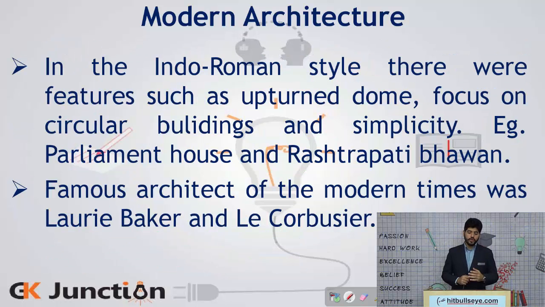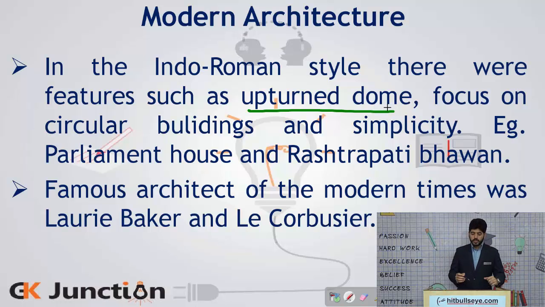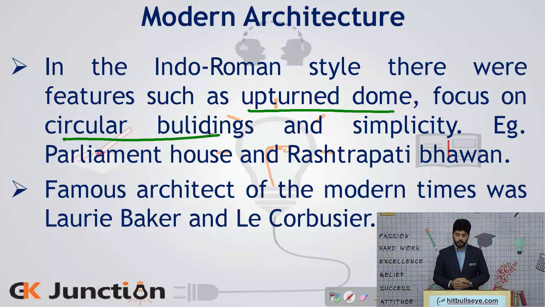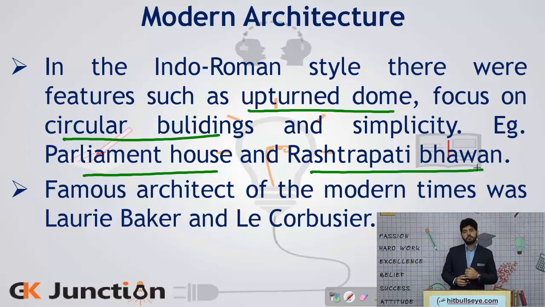Second is the Indo-Roman style of construction which the British had brought into the country. Its important features were the upturned dome, focus on circular buildings and simplicity of construction. Its important examples are the Parliament House and the Rashtrapati Bhavan. Even in the present day architecture and buildings that we are constructing, we have certain inherent evidences of the Indo-Roman style as well.